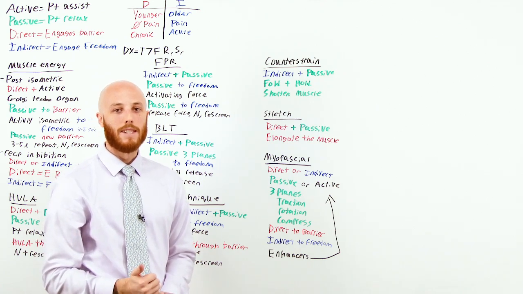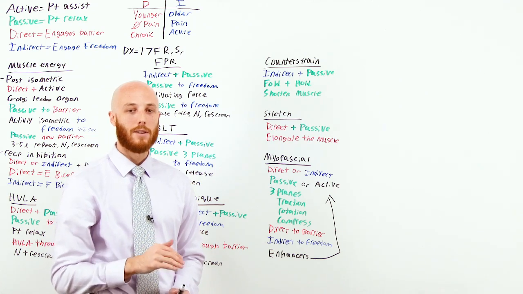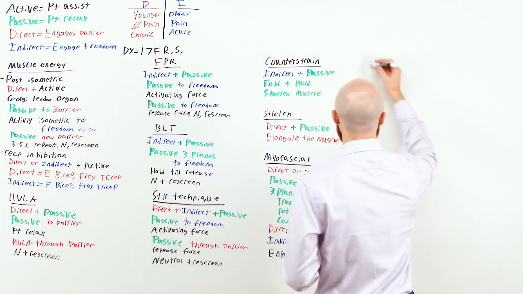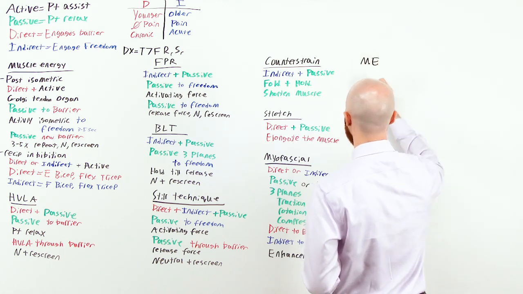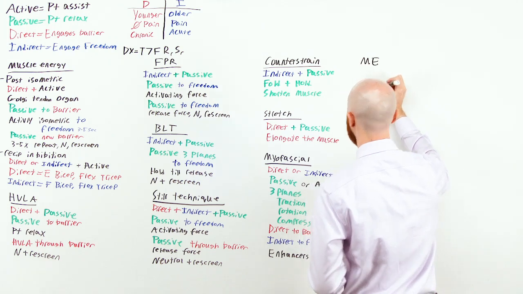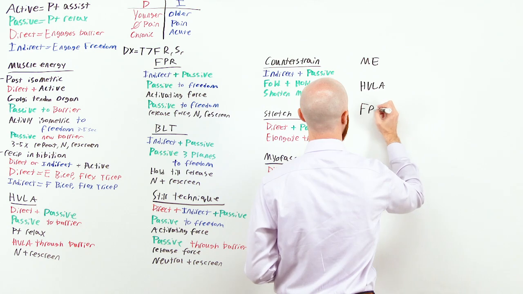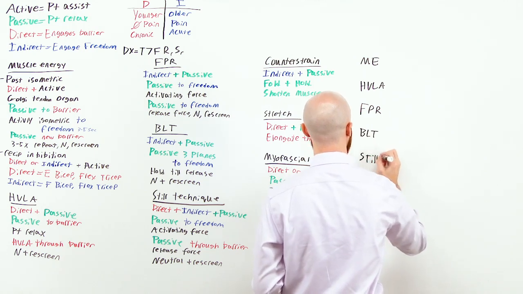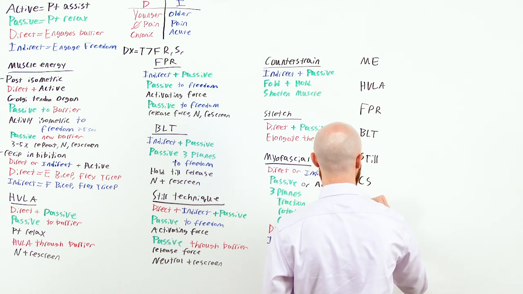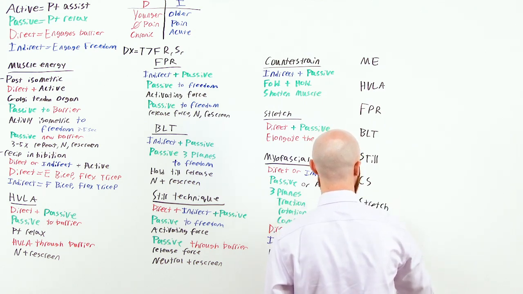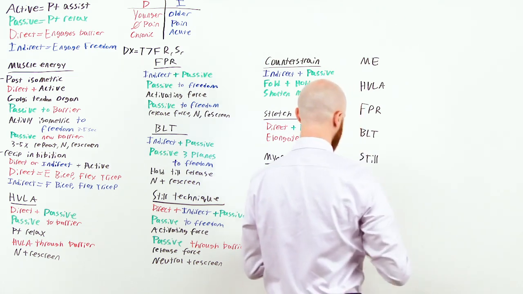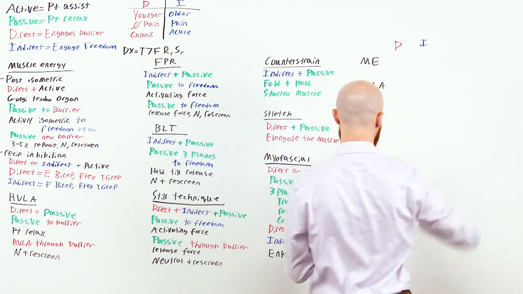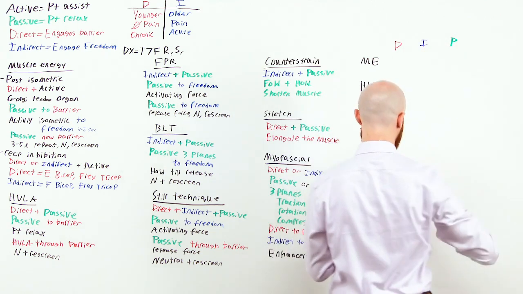So the important part of this is that you understand the concepts of direct, indirect, active, and passive. So we're going to make a big chart with everything. So we have muscle energy, HVLA, FPR, BLT, still, counterstrain, stretch, and myofascial. And each treatment can either be direct, indirect, passive, or active.